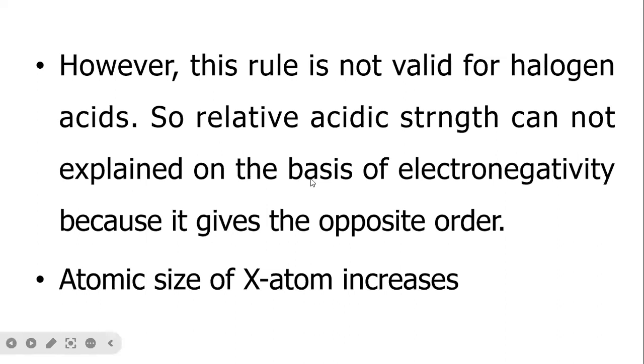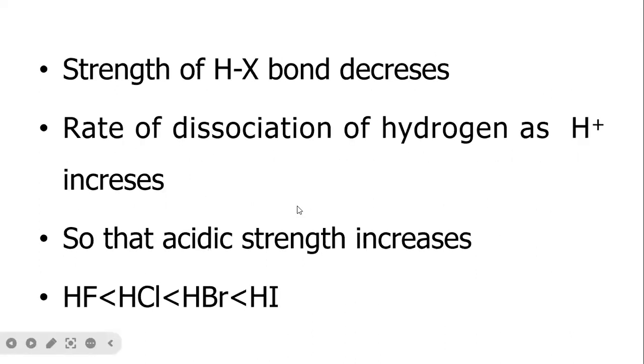However, this rule is not valid for halogen acids, so relative acidic strength cannot be explained on the basis of electronegativity because it gives the opposite order. Atomic size of halogen atoms increases, strength of the hydrogen-halogen bond decreases, rate of dissociation of hydrogen as H+ ion increases, so that acidic strength increases.